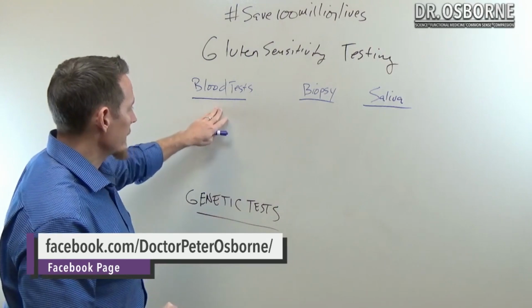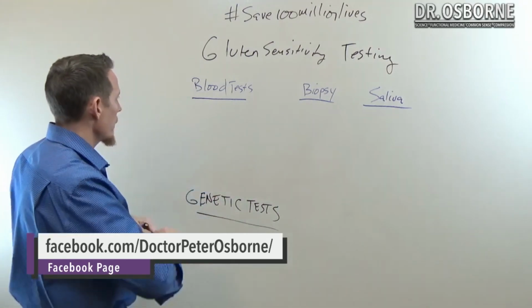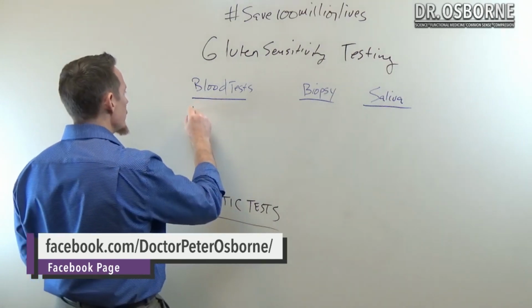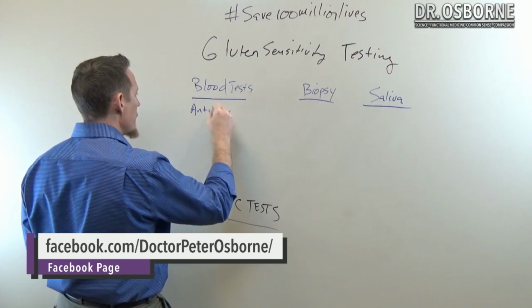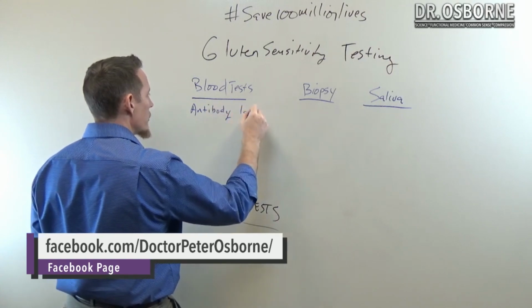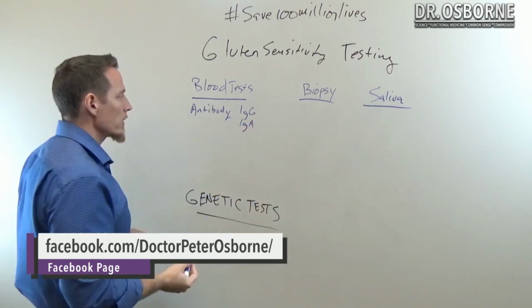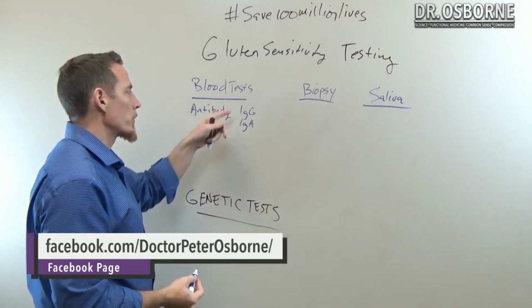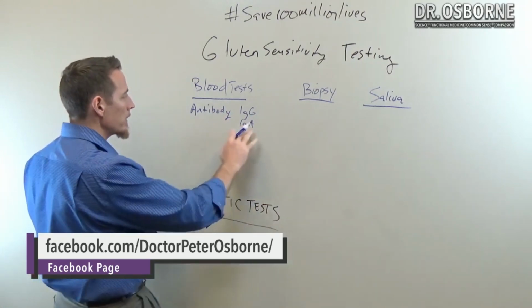Number one, blood tests. There are a number of different varieties of blood tests that doctors will order. Specifically, they're antibody-based tests, usually measuring IgG or IgA. These are different kinds of antibodies that your immune system will produce when it's exposed to something that it perceives to be a threat. So, antibody testing.